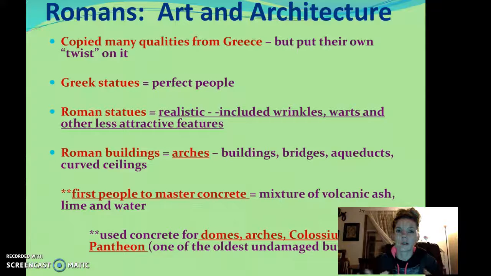Concrete is something that we use today in buildings and in roads. They made their concrete out of volcanic ash, water, and lime, and they realized it was very structurally sound. So using concrete allowed them to make these domes and archways. If we look at the Colosseum and the Pantheon, these are structures that have withstood time simply because of what they were made of.